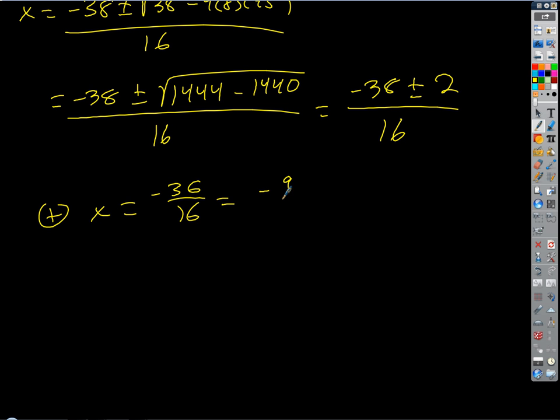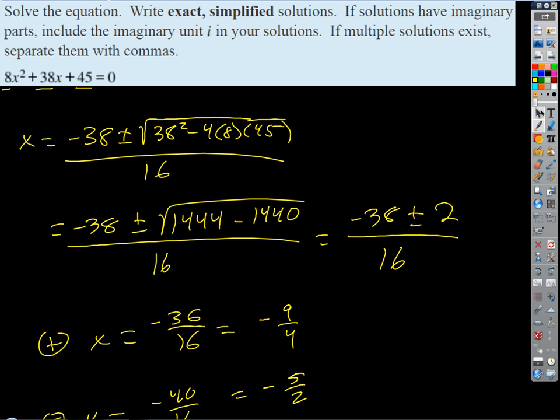9/4. Negative 9/4. If we take the minus sign, x equals negative 40 over 16, which is negative 10/4. No, by the way, 5 halves. Oh, 10/4, 5 halves, duh. It's good having you around.